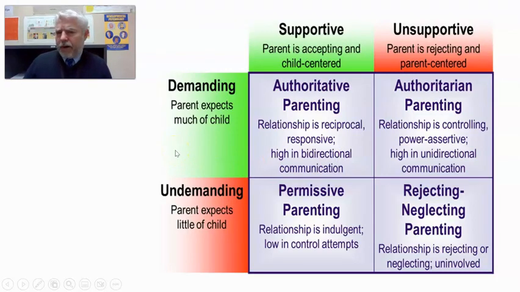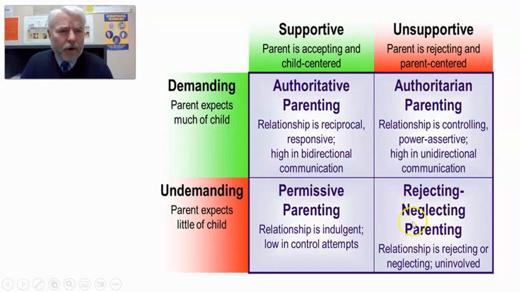So we can put these 4 parenting styles into a matrix, and this may help you remember them a little bit better. So let's just look at it from a standpoint of, are the parents demanding? Do they expect the child to maintain certain rules? Or are they undemanding and they have no expectations? Are they supportive, meaning they're child-centered, they are responsive to their children's needs? Or are they unsupportive, where they reject them and are much more parent-centered and ignore the children? If you have a situation where you have an unsupportive, undemanding parent, that's our rejecting, neglecting parent.